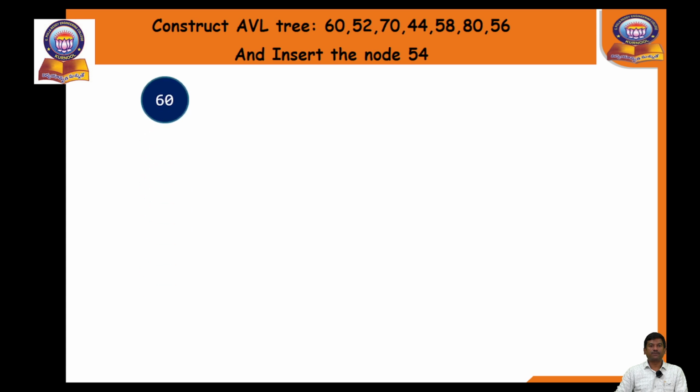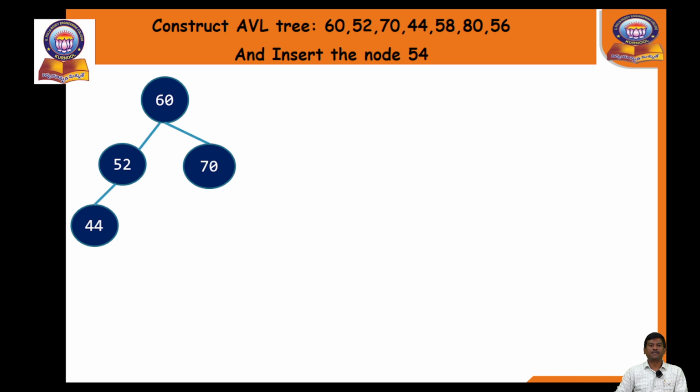In the same fashion, if you need to insert the node 60, node 60 is inserted as a root node, and 52 is placed as a left child. Find the balance factor: 52 will be equal to 0, 60 will be equal to 1. It satisfies. Insert the next node, that is 70, to the right of node 60. Check the balance factor: 52 will be equal to 0, node 70 the balance factor will be equal to 0, node 60 the balance factor will be equal to 0.